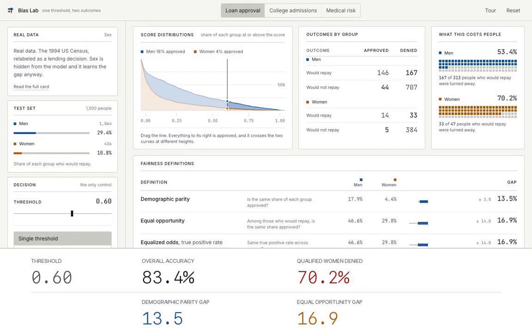Now look over here. The share of women who'd have paid the loan back and got turned down anyway went from about half to 7 in 10. It got worse for men too. It got worse for women faster.